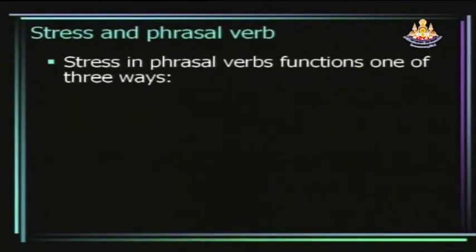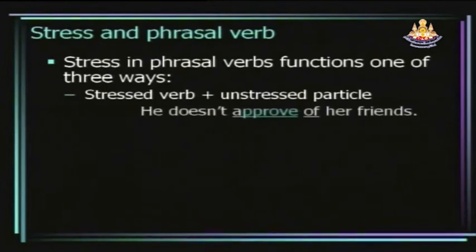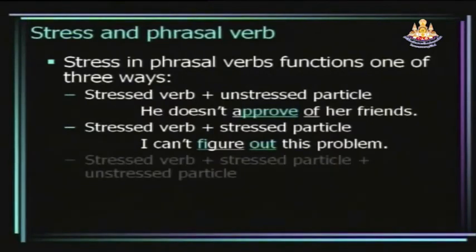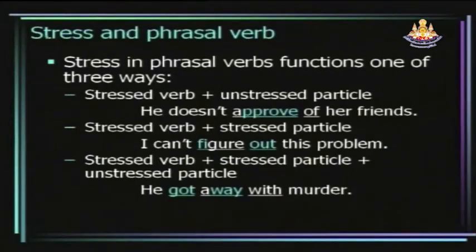When we talk about phrasal verbs, there are 3 possible stress patterns, and these are the following 3. First, we have the possibility of a stressed verb plus an unstressed particle. He doesn't approve of her friends, so the main stress is on the verb. We can also have a stressed verb and a stressed particle. I can't figure out this problem. And the third possibility, a stressed verb plus a stressed particle plus an unstressed particle. He got away with murder. This makes phrasal verbs a little bit difficult when we need to figure out how to pronounce them. I recommend, if you don't know, look in a dictionary. The dictionary will tell you exactly how to stress the phrasal verb.